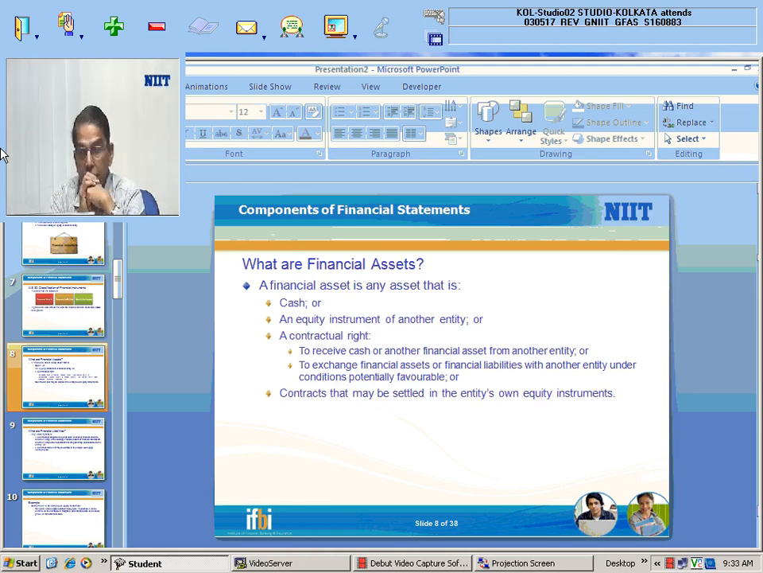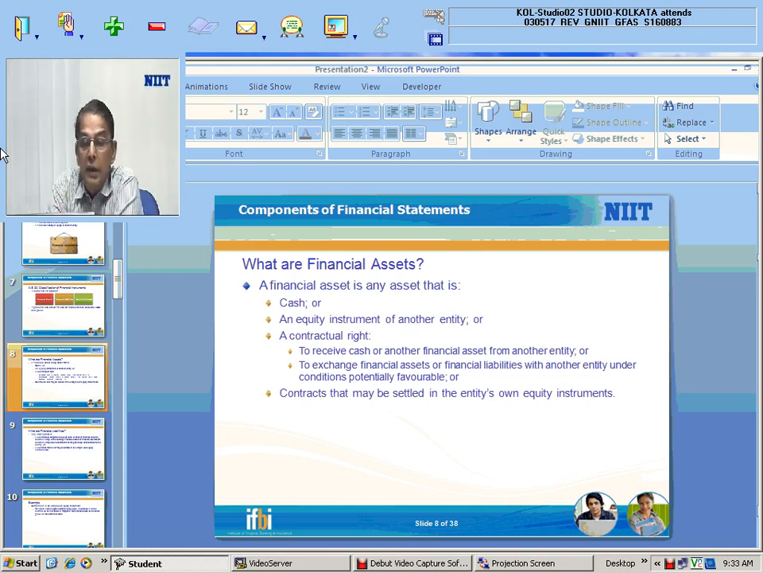First one is cash. Cash of course includes also balances held in the bank account, cash and bank balance. An equity instrument of another entity: if the entity has invested in the equity or shares of another entity, then the equity instrument of the other entity will be treated as a financial asset. So all investments in shares of other companies will be considered financial assets.